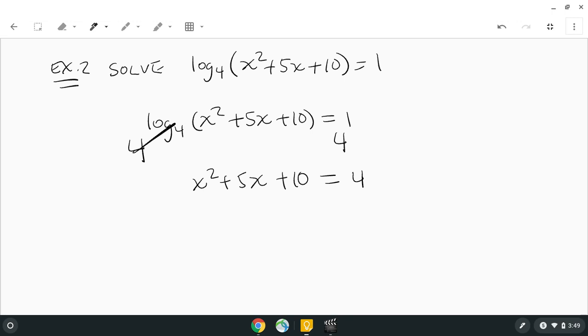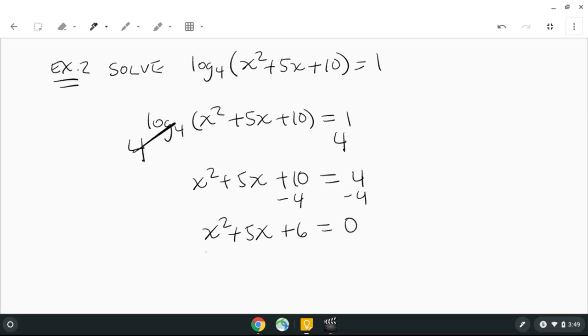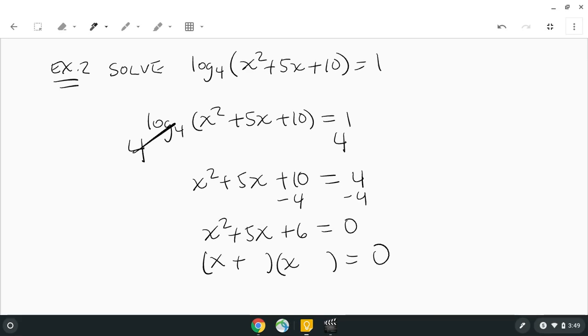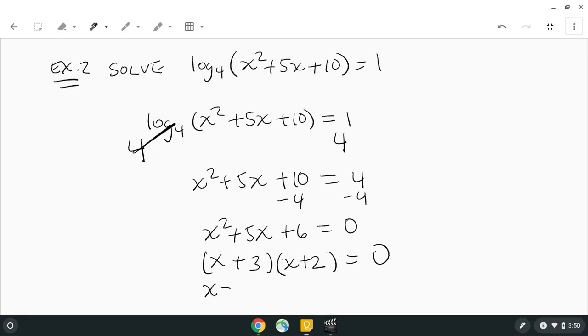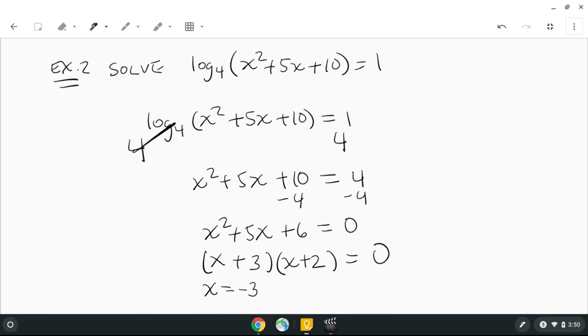Now here you have a quadratic that you have to solve for. So remember, for quadratics, we have to set this equal to 0. So let's subtract 4 on both sides. So I get x squared plus 5x plus 6 equals 0. And then here I can go ahead and factor. So I get x times x. Both signs are positive, and we get 3 and 2. So I get x equals -3 as an answer, and I also get x equals -2 as an answer.